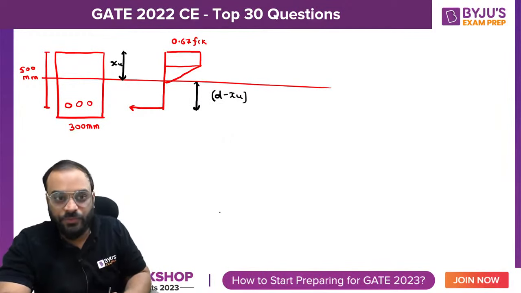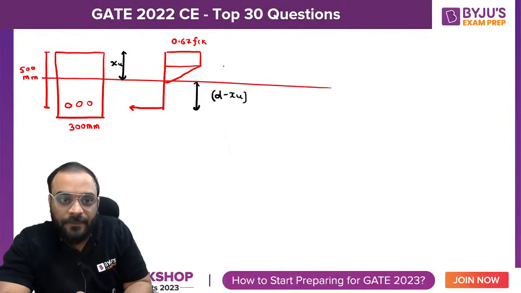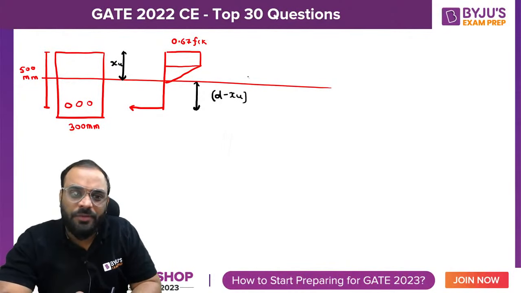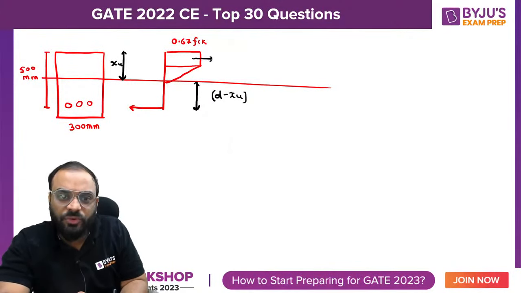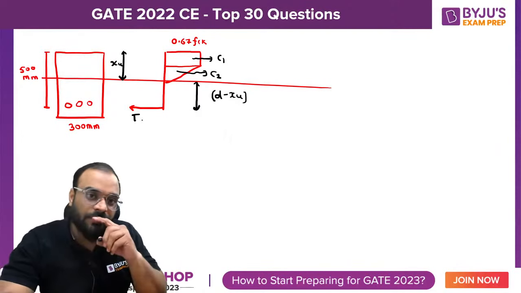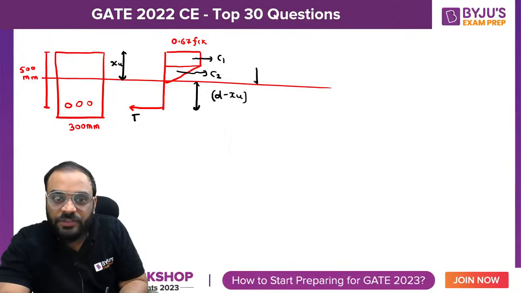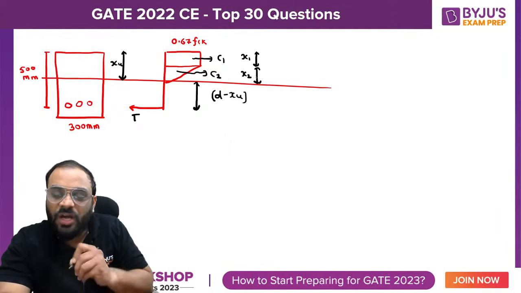D minus XU. Okay. Now guys, listen. In this particular problem, we need to find out the forces. This is our C1 force and this is our C2 force, right? And this is our T force. Now the problem is we need to find out this particular portion of depth and this portion of depth, which is X1 and this one is X2. How can we find it out?